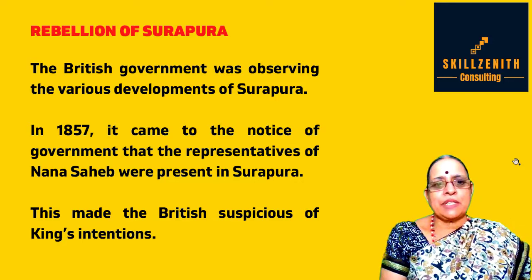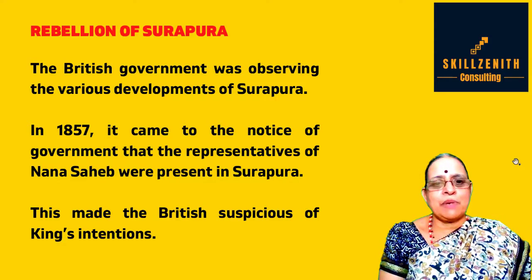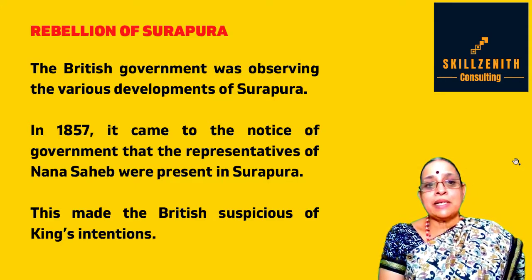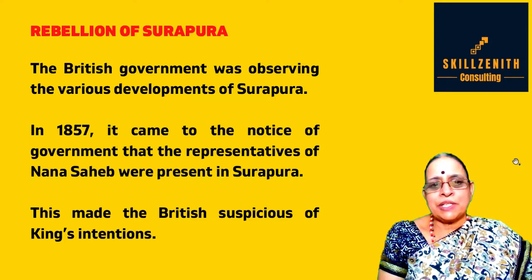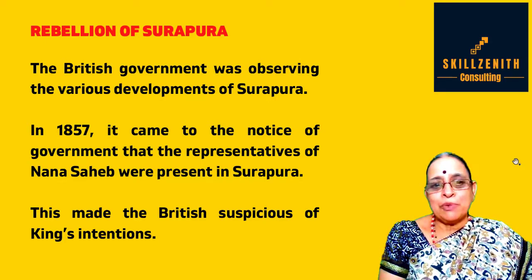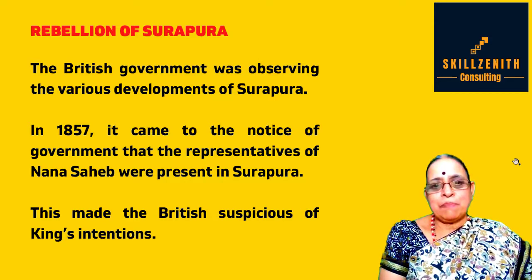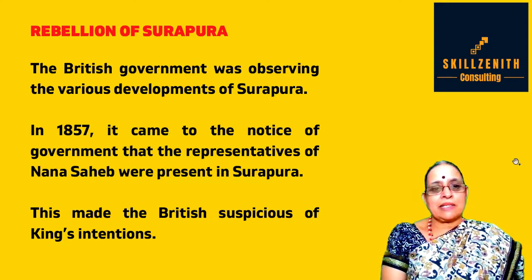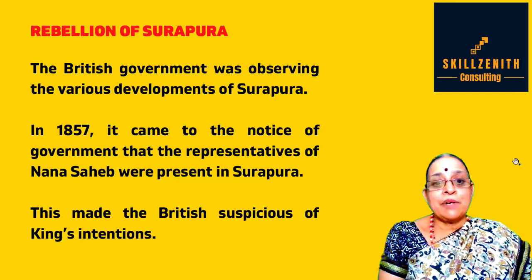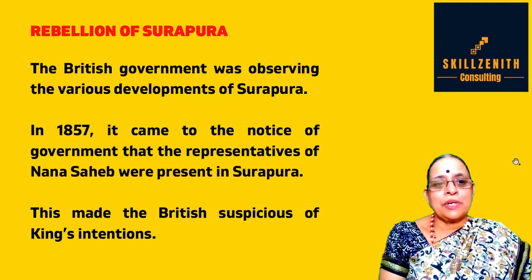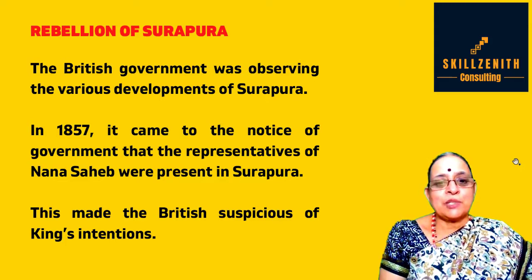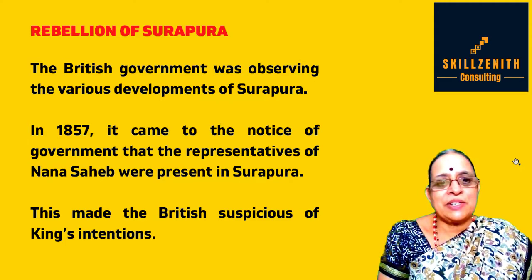In 1857, it came to the notice of the government that the representatives of Nana Sahib, the Maratha ruler, were present at Surapura. Now the British were getting a doubt. This made the British suspicious of the king's intentions.